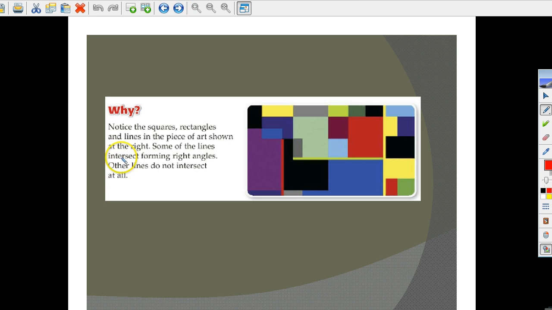So why? Notice the squares, rectangles, and lines in the piece of art shown on the right. Some of the lines intersect forming right angles, other lines do not intersect at all. So there's some right angles here, that means 90 degrees, and some lines, like this red one and this yellow one, they don't meet at all. Okay, that means they are parallel.